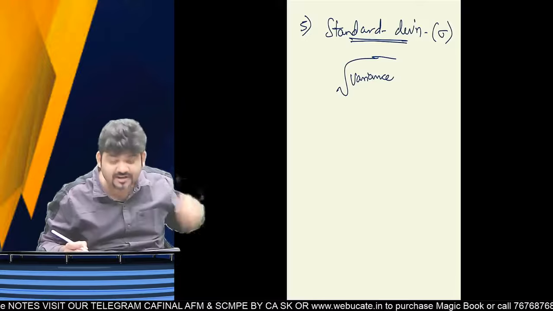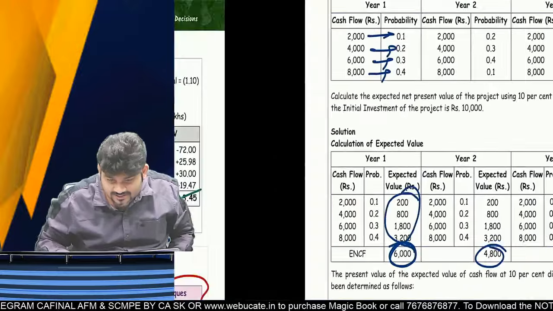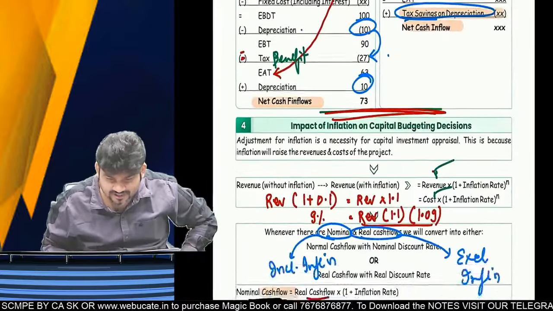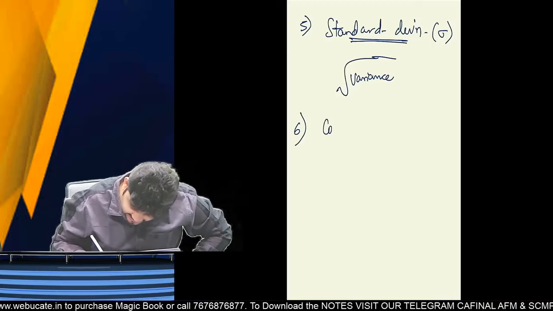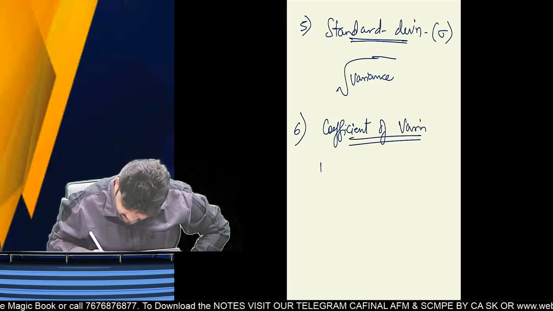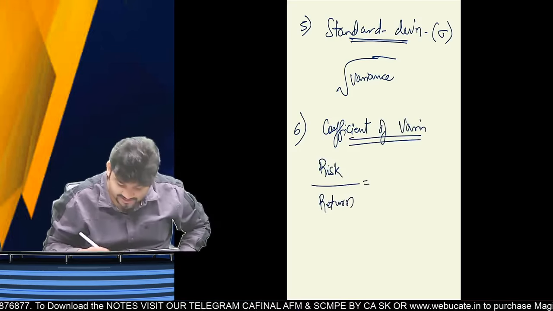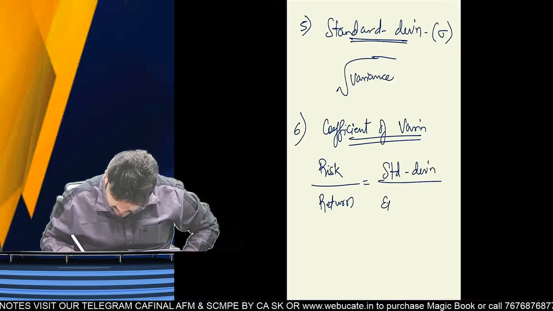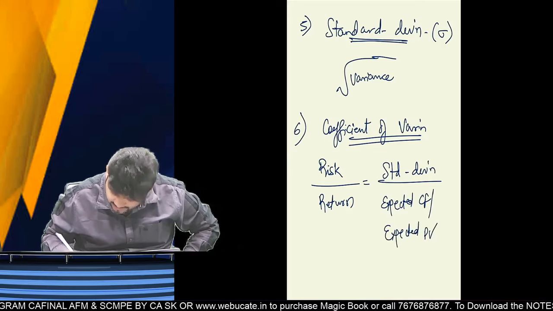But before that, oh my God, we are left with so many formulas which we had to write. So, after standard deviation, which formula was there, guys? Let's keep on writing so that we are on our toes. Yeah, it was the coefficient of variation formula, right? So let's write that coefficient of variation, and it is risk by return. What is risk? Here the standard deviation, and the expected cash flow or expected present value.